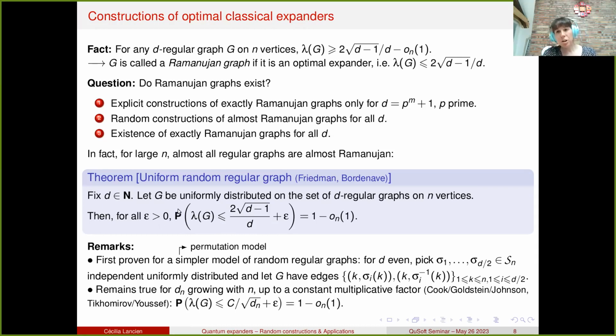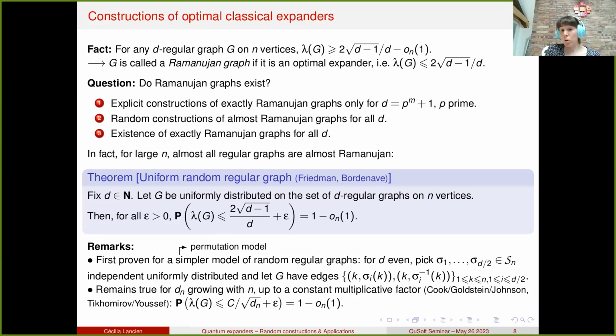This result initially was not proven directly for this kind of abstract measure, the uniform measure on the set of all d-regular graphs. It was proven for a much simpler and more concrete random model of regular graphs, the so-called permutation model. The way this model is defined is, if d is even, you pick permutations sigma 1 to sigma d over 2 of n elements, independently from each other and uniformly distributed.